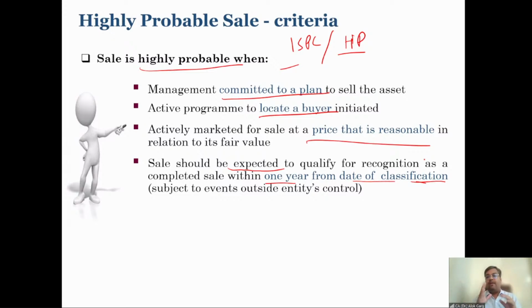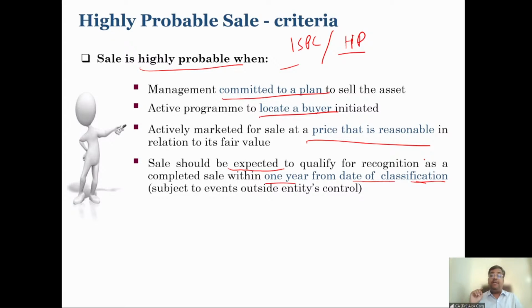Okay. So that is one criteria. That is one part. ISPC is one part. ISPC only gives you the answer of whether it is available for immediate sale. Yes, it is available. Understood? Brother, are you available to sell? Yes. Okay. Then HP gives you another part. So ISPC shows the intent and ability. HP shows the efforts.